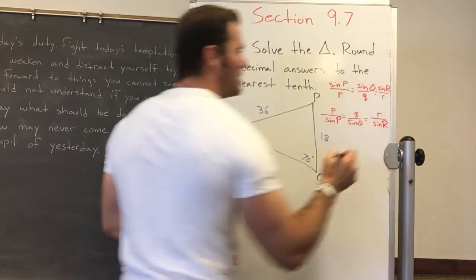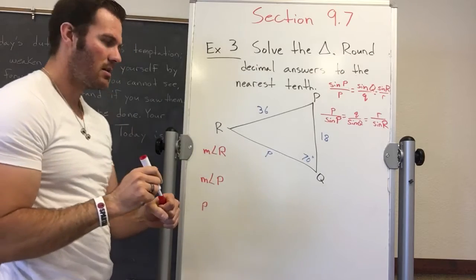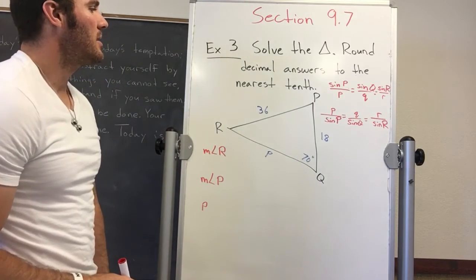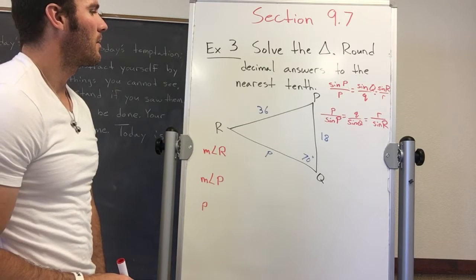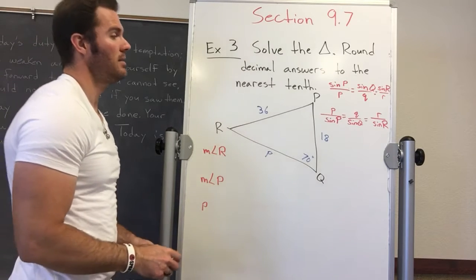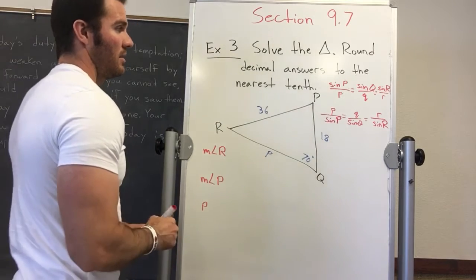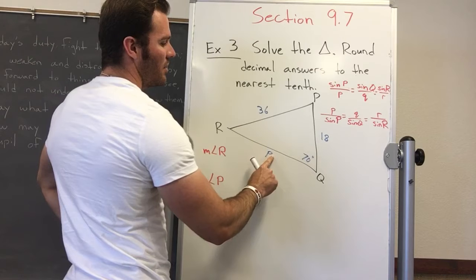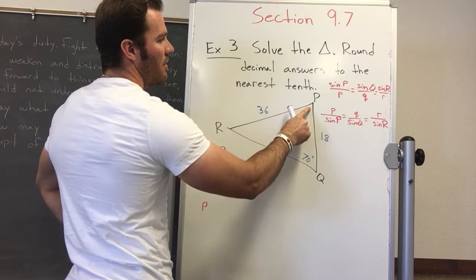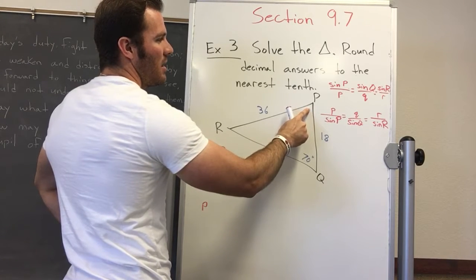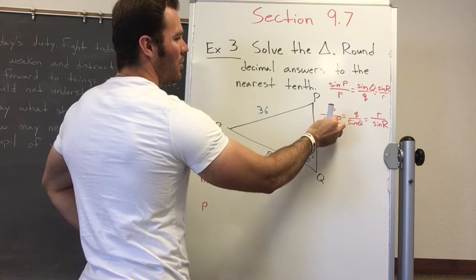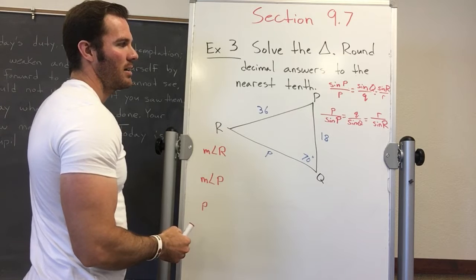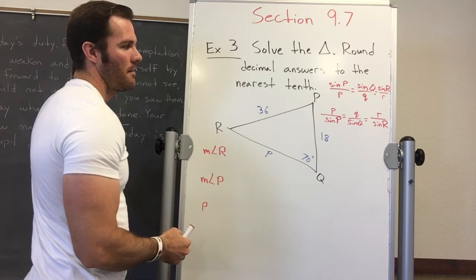I apologize if you can't see that. Okay. So let's see here. We don't have the lowercase p and we don't have the angle for P, so we really can't set up an equation with two unknowns. So we'll come back to that.